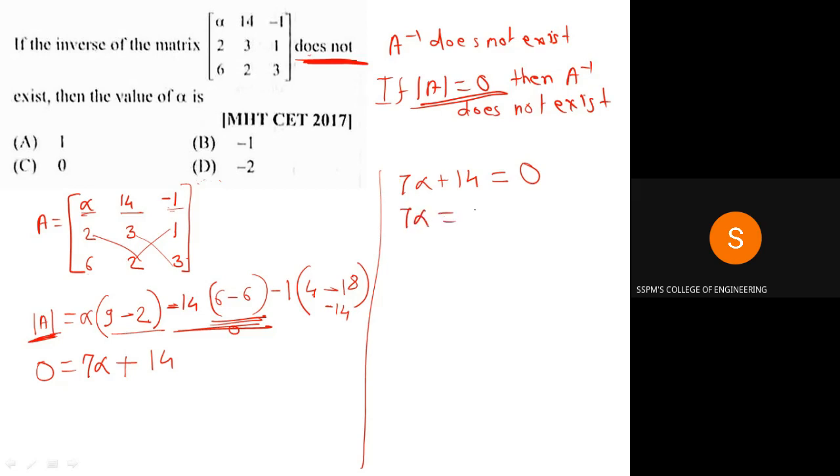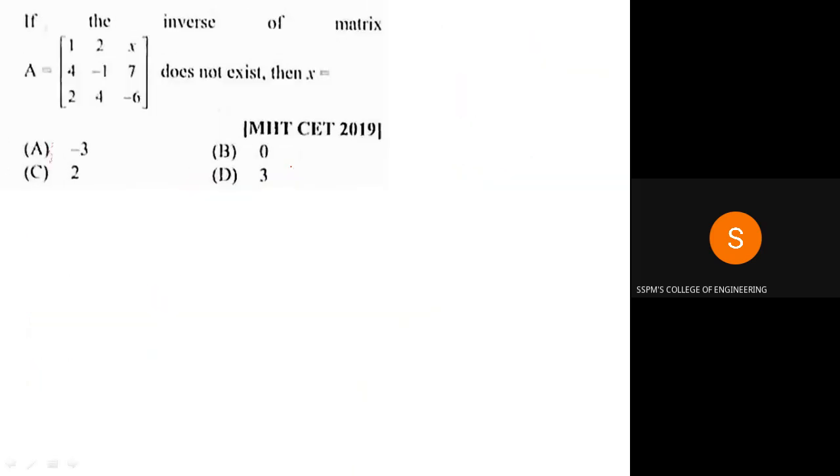Now we will solve this. Okay. 7 alpha is equal to minus 14. The plus 14 goes to the right side and becomes minus 14. That is, alpha is equal to minus 14 divided by 7. And alpha is equal to minus 2. So minus 2, that is D. D is the correct option. Okay. So that is how you solve such kinds of examples. If they have said that A inverse does not exist, what does that mean? That means that the determinant of that matrix is 0. Next example. A similar example, just the position of that variable is changed.